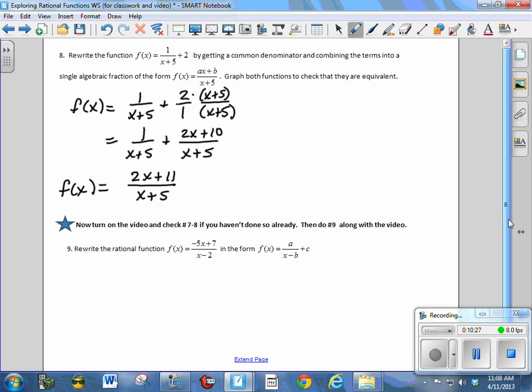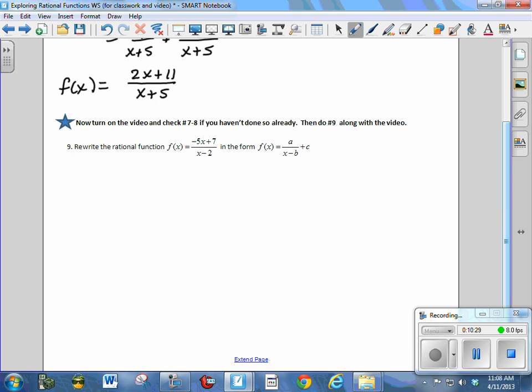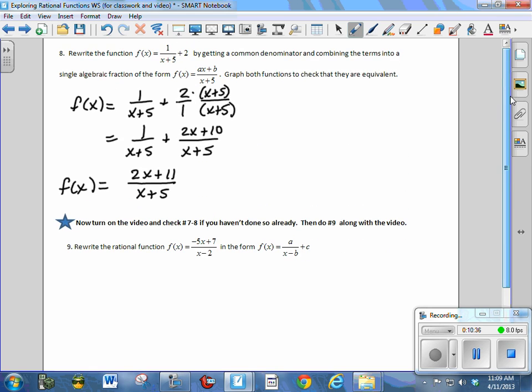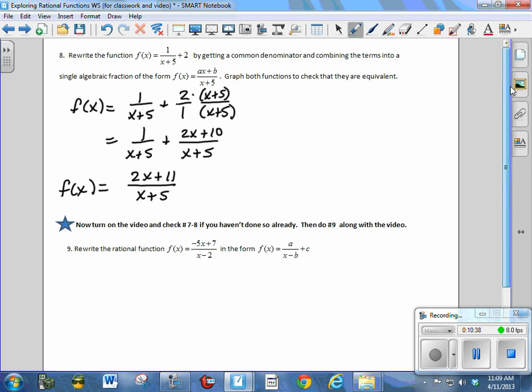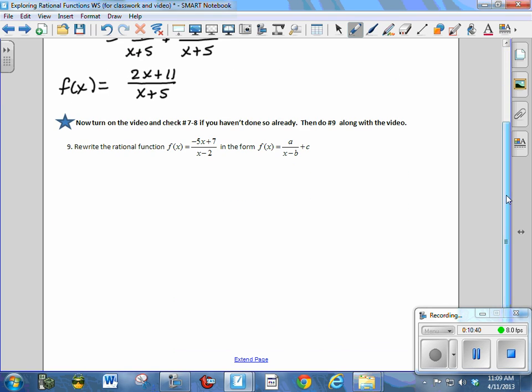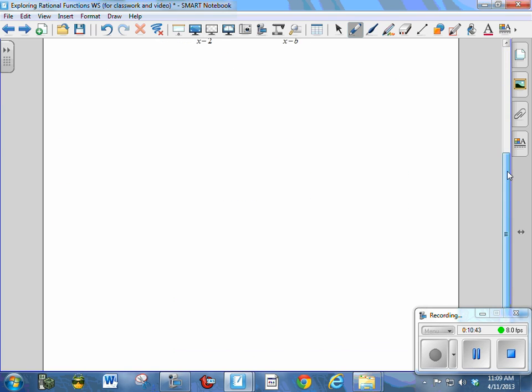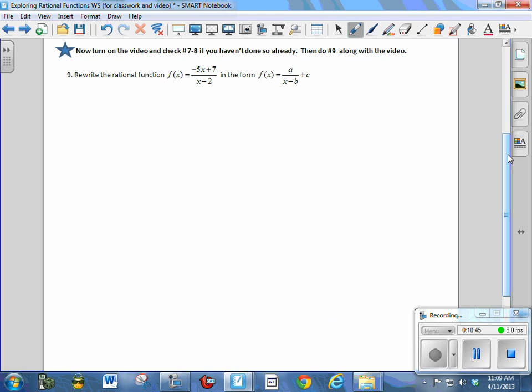Now let's go on to number 9 and do this one together. Rewrite the rational function. So now I want to go from a single fraction and put it in the form a over x minus b plus c. So what I need to do here is divide the numerator by the denominator. And this seems really odd because they're both x to the first, but because I have a larger coefficient in the numerator, this actually works. I'm going to use synthetic division.